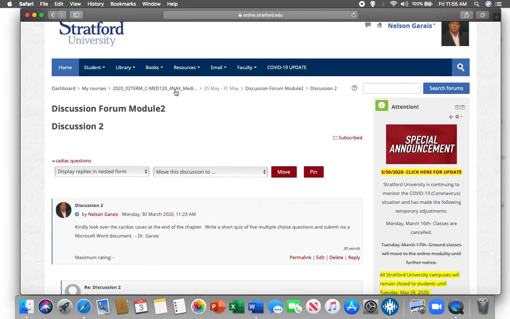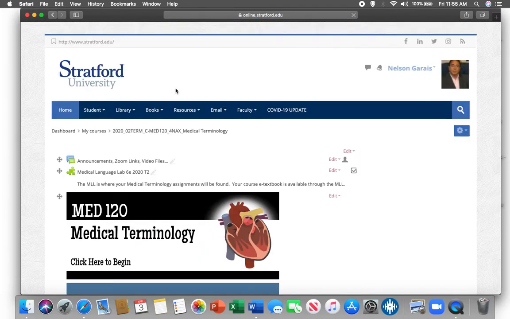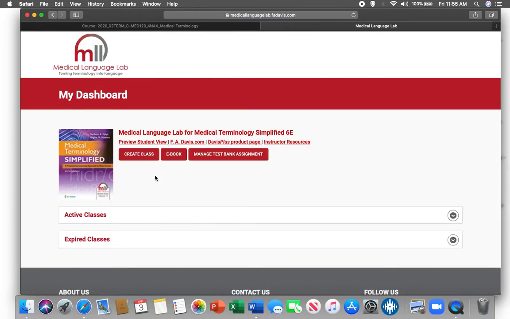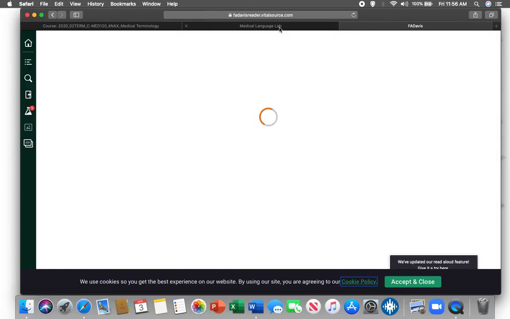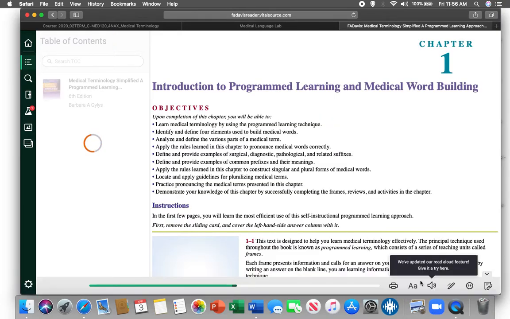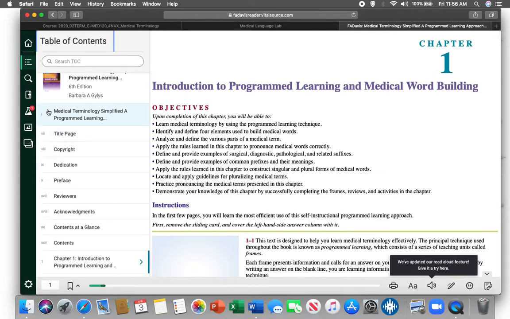So I can go in, right? I go into the main page, then into my medical language lab, and let's say we're doing the cardiovascular. I go into my ebook, and that loads up. Here's my table of contents. I click on that. Of course, accept cookies down here. That's annoying, but we'll deal with it. And then I'm going down here.